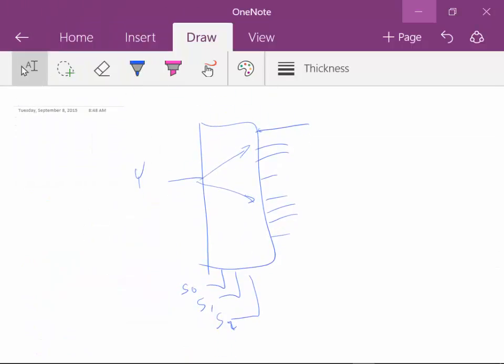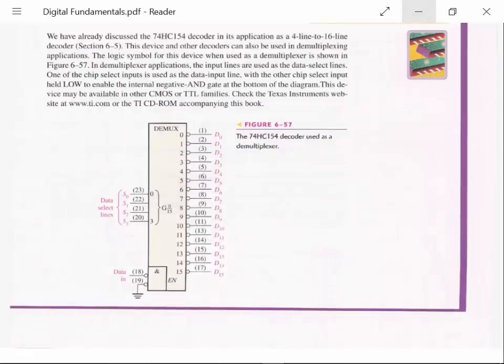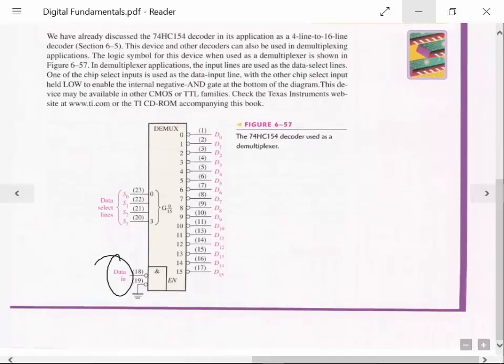Okay, the whole idea is that we save a lot of wiring from point A to point B by sharing a signal line. So you'll see multiplexers and demultiplexers used quite a bit. Now, the book also goes through that we can use a decoder as a multiplexer, where we're tying the data into the select line.